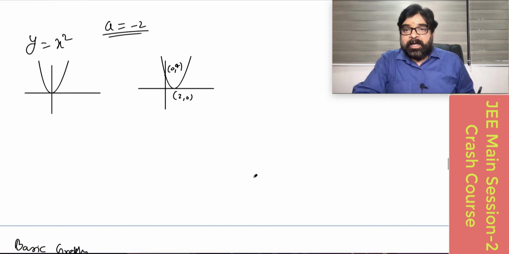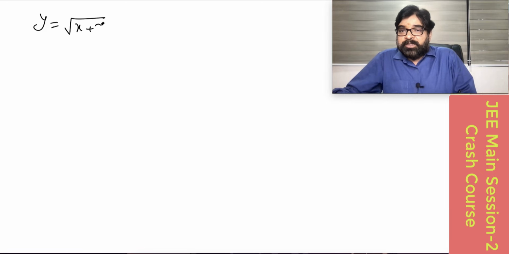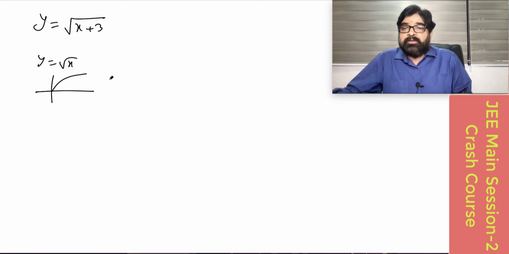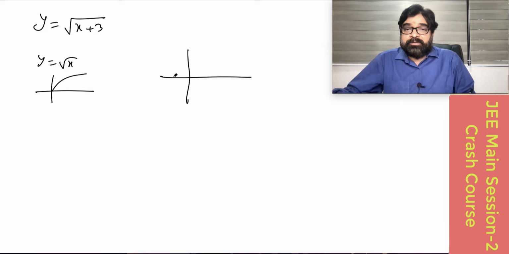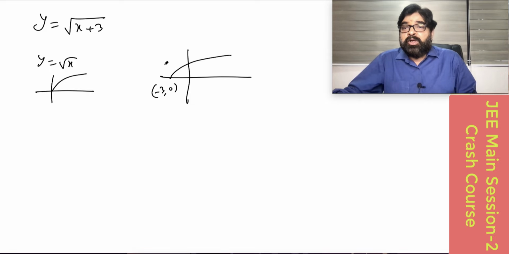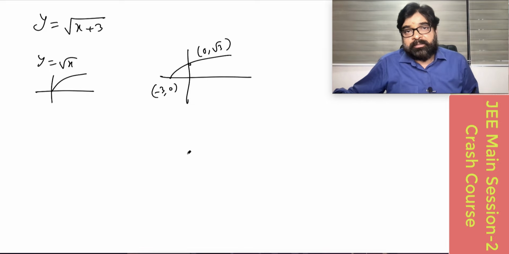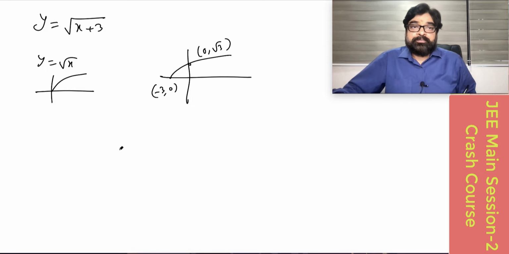Suppose somebody says, very fast, we'll do practice. I want the graph of y equal to root of x plus 3. To remove the constant, y equal to root x is the basic graph. Shift 3 unit left side, because now a is positive. So we'll shift 3 unit left side, the graph will come something like this. To get this coordinate, always put y equal to 0, the x equal to minus 3 will come, minus 3, 0. To get this coordinate, I will put x equal to 0, we will get 0 comma root 3. I am sure it's clear to everybody. Is it clear? Now next.